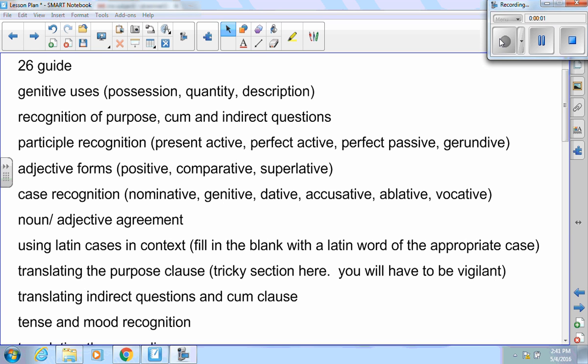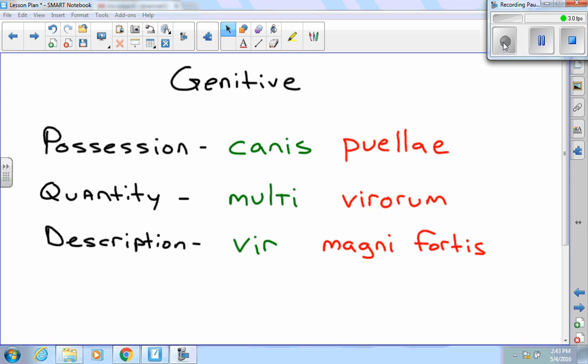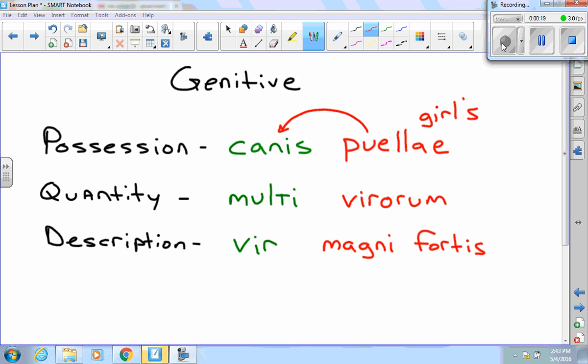This is our chapter 26 review. We're going to start off with the uses of the genitive. We have a possessive use, quantity use, and description use. Three uses: possession, that is whenever you have ownership. The dog belongs to the girl, so the girl's dog. We use apostrophe s to signify genitive of possession.